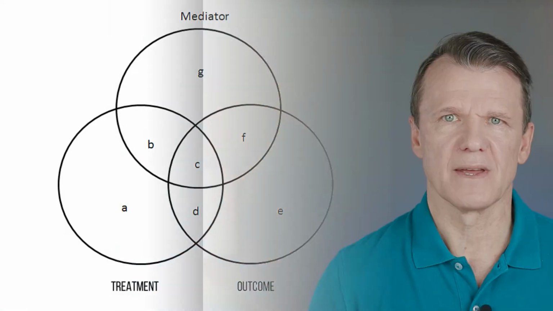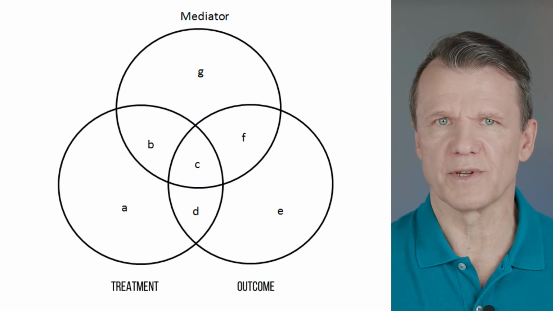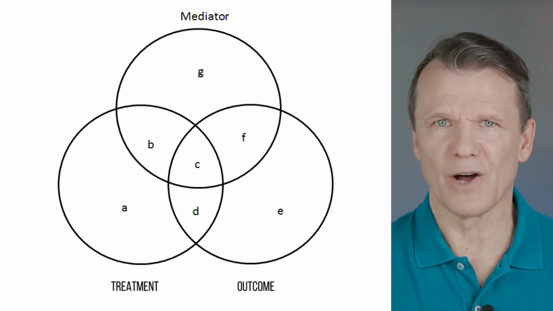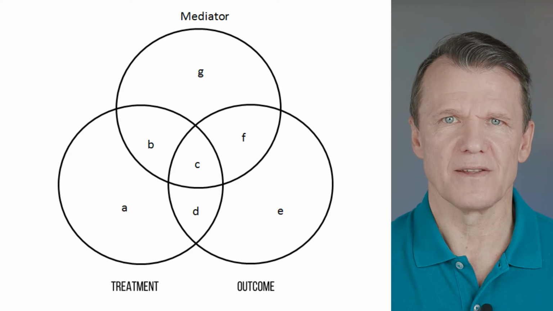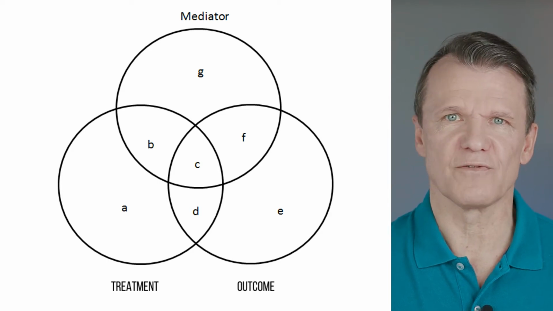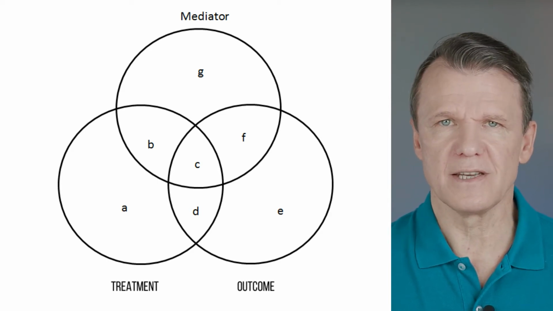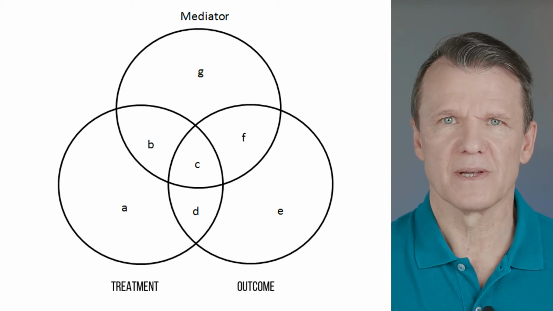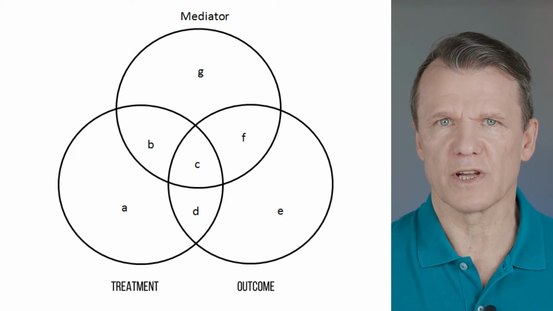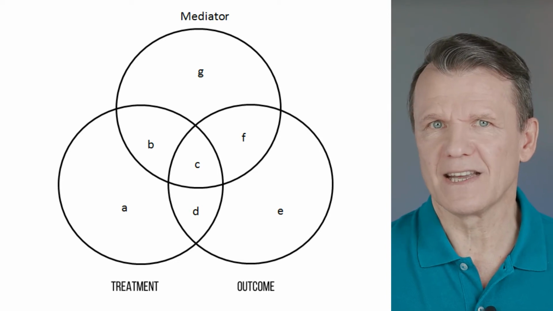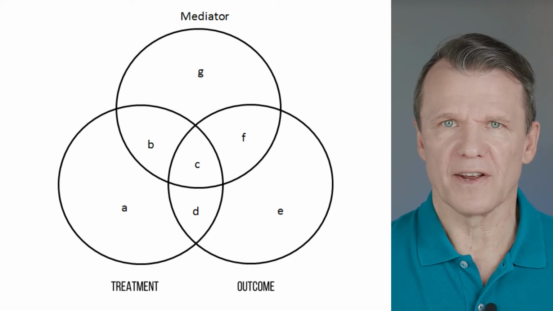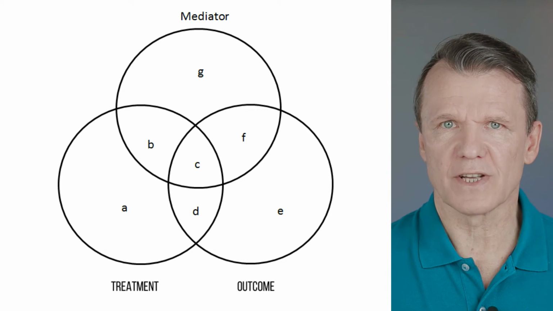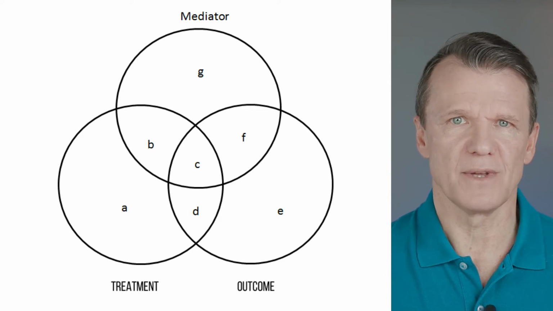The Venn diagram is another way to think about this. In this diagram, circles represent variations in treatment, outcome, and mediator. Their intersection shows covariation. For example, areas C and D together represent the covariance of treatment and outcome. We can split the total variance of outcome due to treatment into C and D. Area C is the covariance that the outcome and treatment share with the mediator.